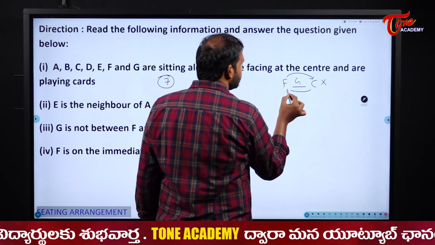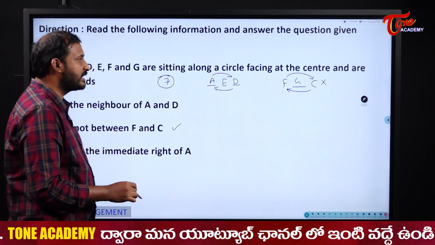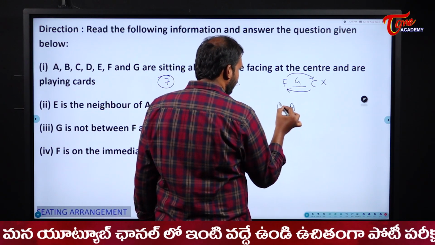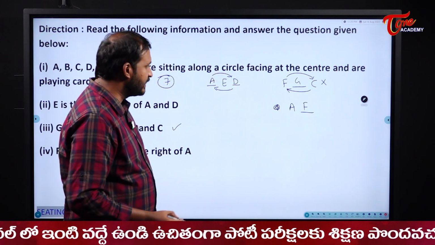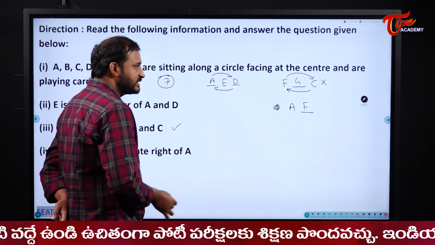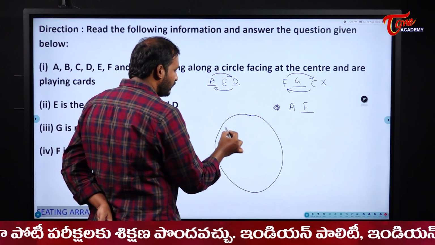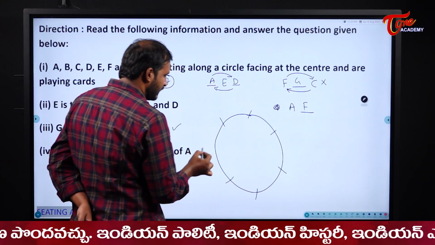This logic is not going to work. G is not between F and C. F is on the immediate right of A. A's immediate right I have who? F. Very less data, but we should act smartly here. Total 7 people are there: 1, 2, 3, 4, 5, 6 and 7.